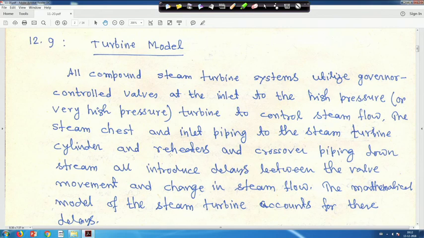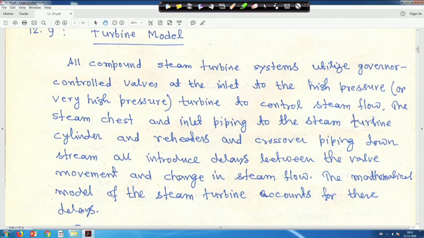So, the question is that it is a reheat type turbine, which has high pressure, intermediate pressure and low pressure cylinders, right. The steam chest and inlet piping and everything, when steam is flowing, is associated with some time delay, which is represented by a time constant. The steam chest and inlet piping to the steam turbine cylinder, and the reheaters and crossover piping downstream, all introduce delays between the valve movement and the change in steam flow. The mathematical model of the steam turbine accounts for these delays, right.